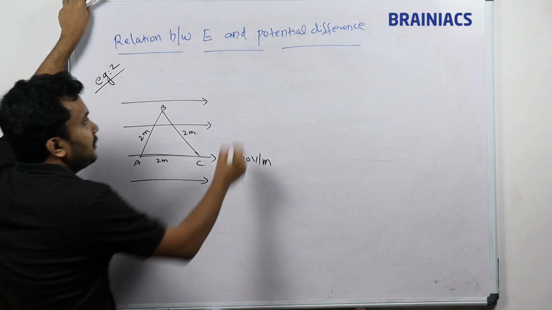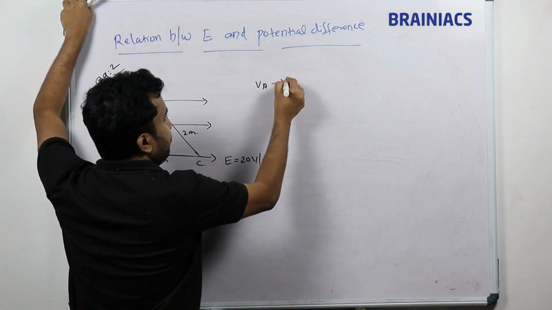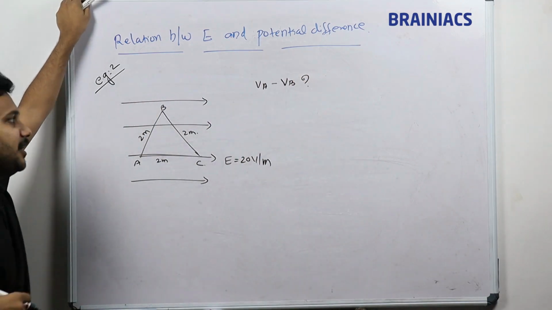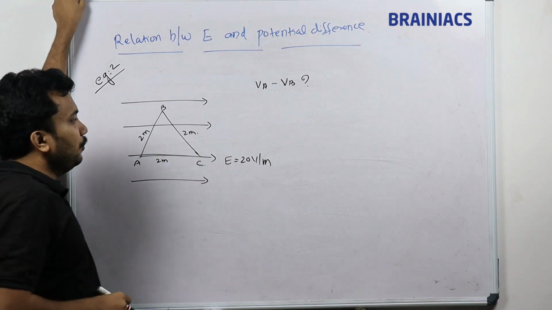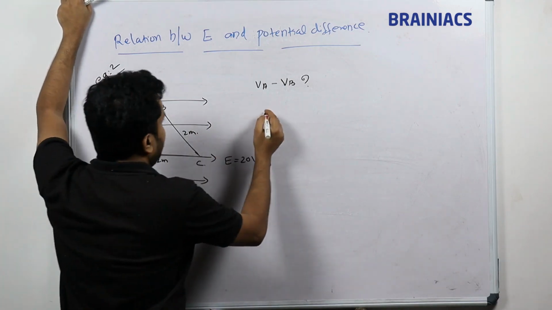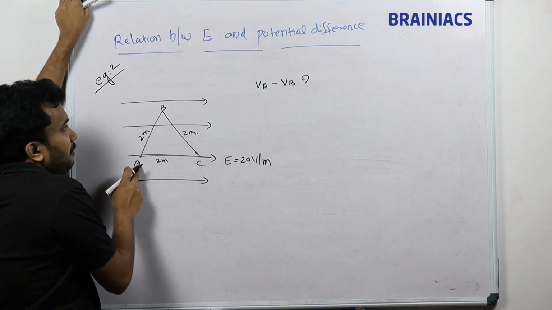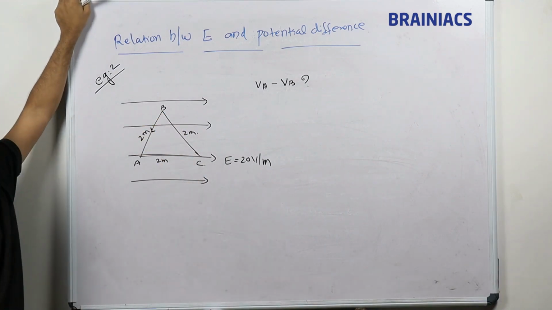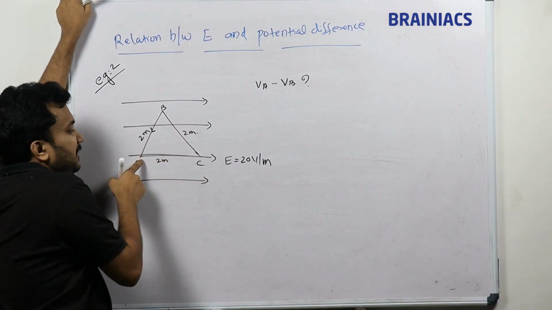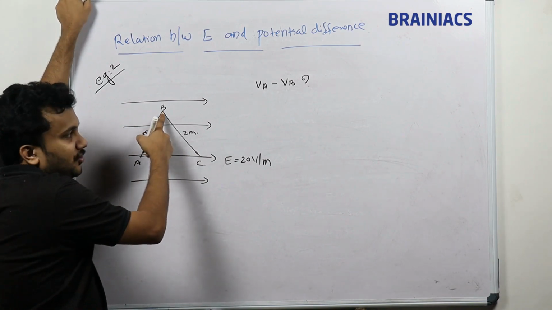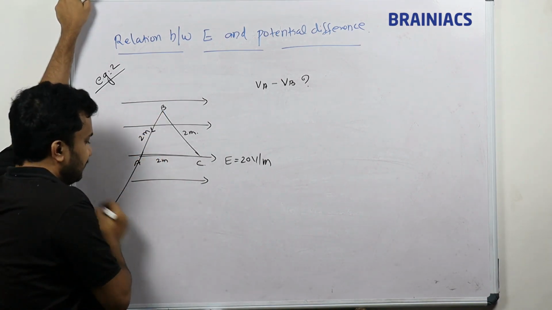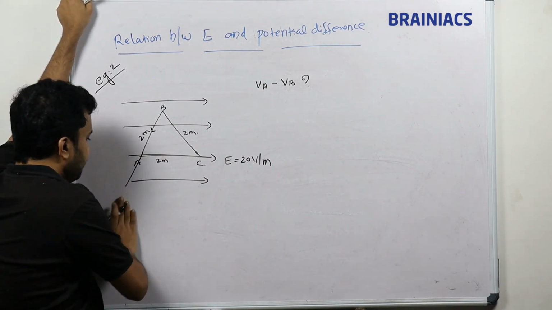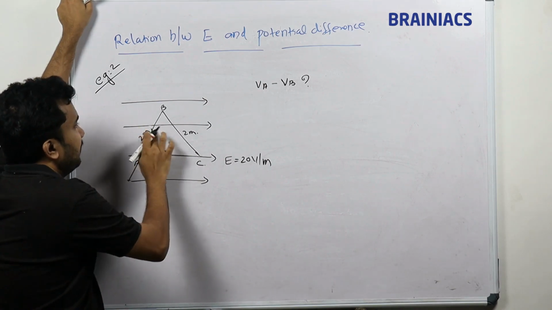I'm asking you the question, what is the potential difference VA minus VB? You can find any point, but I'm taking VA minus VB. Now we will see. VA minus VB means VA is the final point, VB is the initial point. So my movement is like this. Let me make it a little easier, as this angle becomes a little more complex.